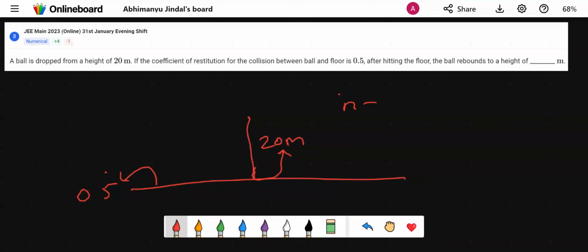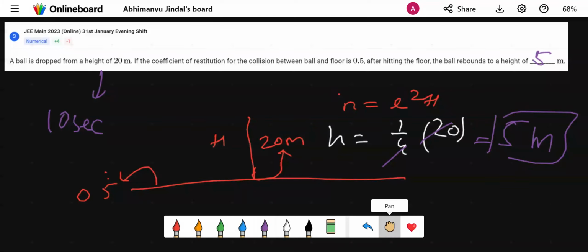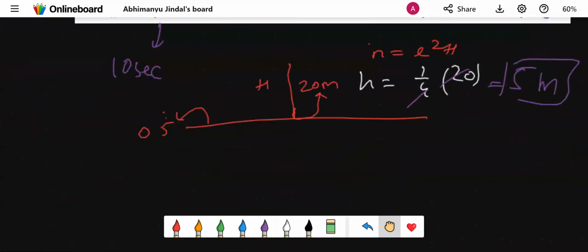I said h' equals e square h, where this is h. Now e square is 0.25, which is 1/4 of h. H was 20 meter, so h', the new rebound height, is 5 meter. Look, this is a 10-second question if you knew the theory. Okay, now let's move on.